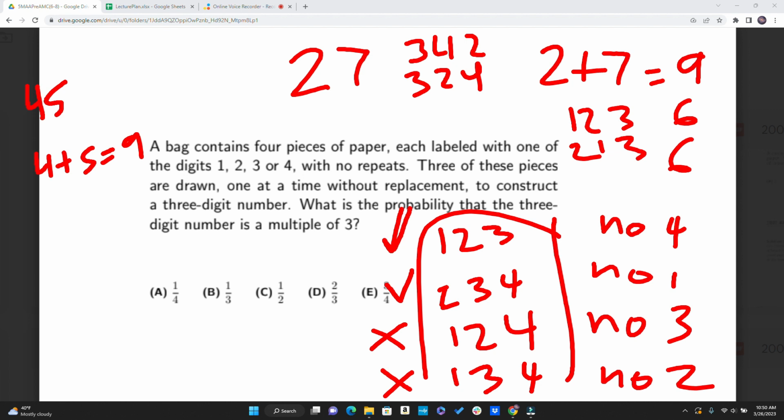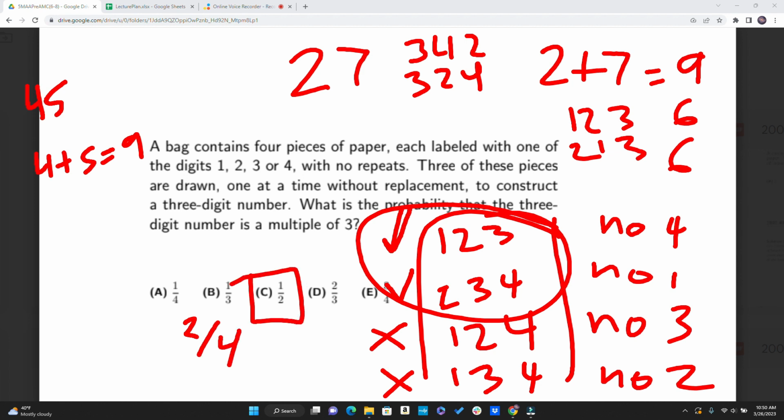So out of our 4 cases, where we leave out 4, we leave out 1, we leave out 3, or we leave out 2, the only ones that work are these two, 2 out of the 4 cases, that'll have a multiple of 3. So 2 over 4, that's the same as 1 over 2, which is answer choice C. And remember what we did here: for multiples of 3, you can add up the digits, right? If that's a multiple of 3, then your number's a multiple of 3. That's the important thing to remember from this.